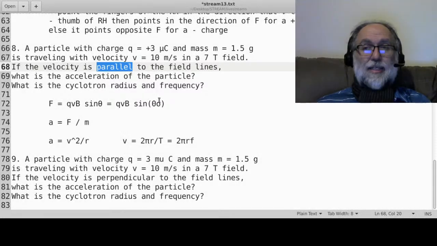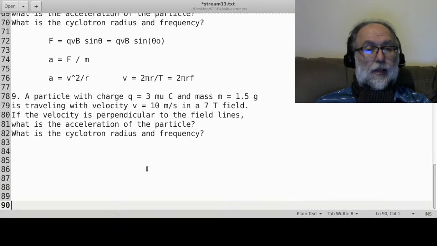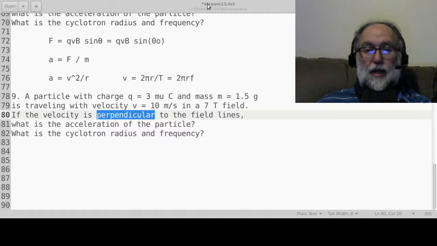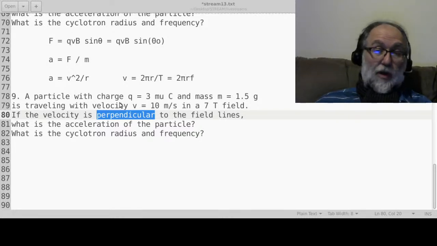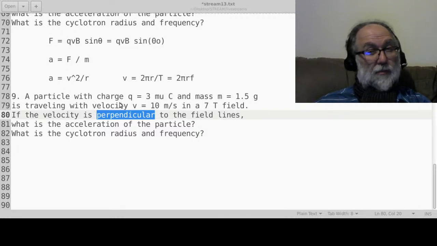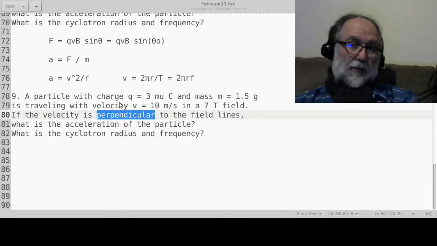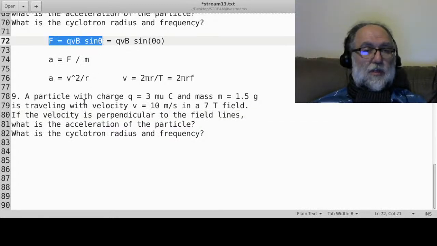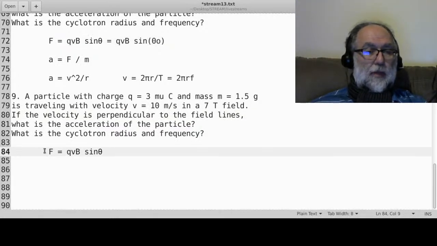The next question is identical, but let's see how I wrote it. I said this time the velocity is perpendicular. Okay, so let's go through it. The first question I ask is, what's the acceleration? You say, well, how do I get acceleration out of this? Well, if you have the force, and you divide the force by the mass, you get the acceleration. So let's calculate the Lorentz force first using this equation right here.